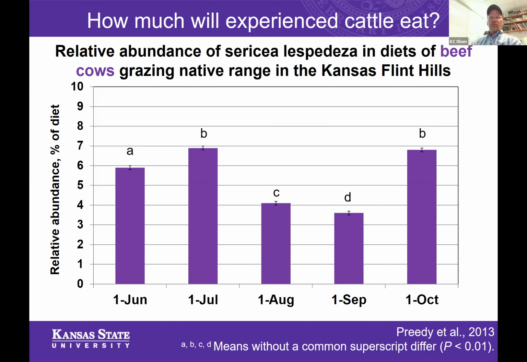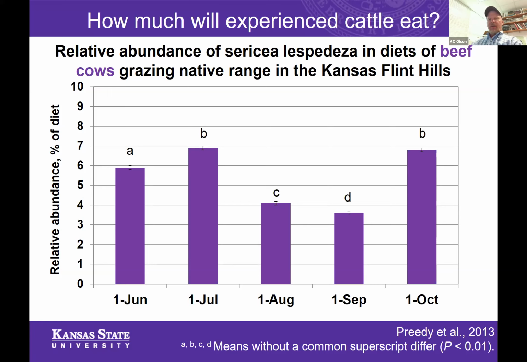Next question: how much will experienced cattle eat if given the choice between Sericea and a neighboring native plant? With a beef cow, cows that have lived in the Flint Hills or the Osage Hills their whole lives, the number is actually fairly significant. You can see there that the consumption is ranging between 7% of the total diet and 3.5%.